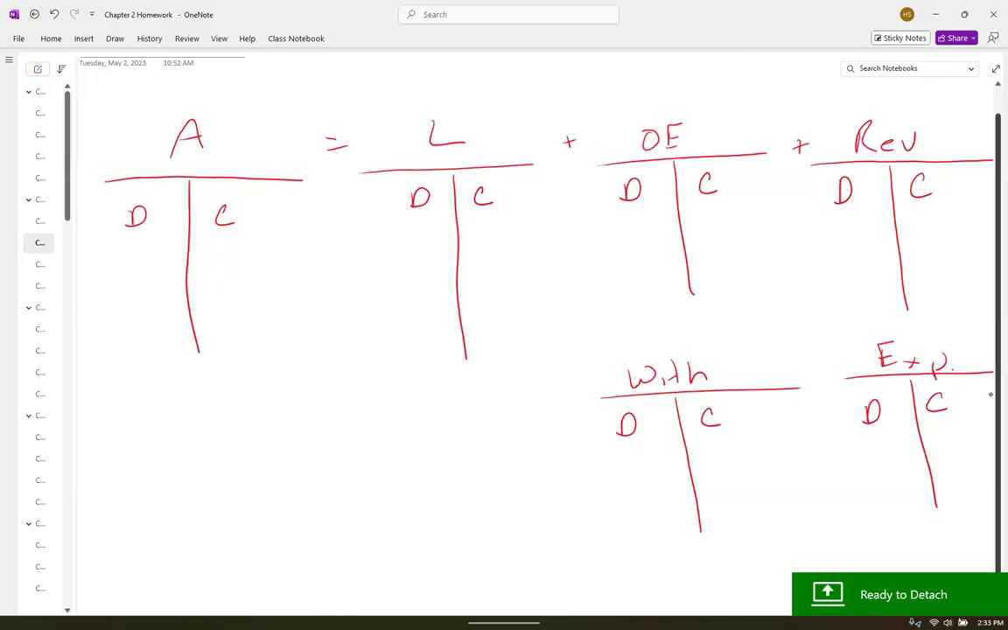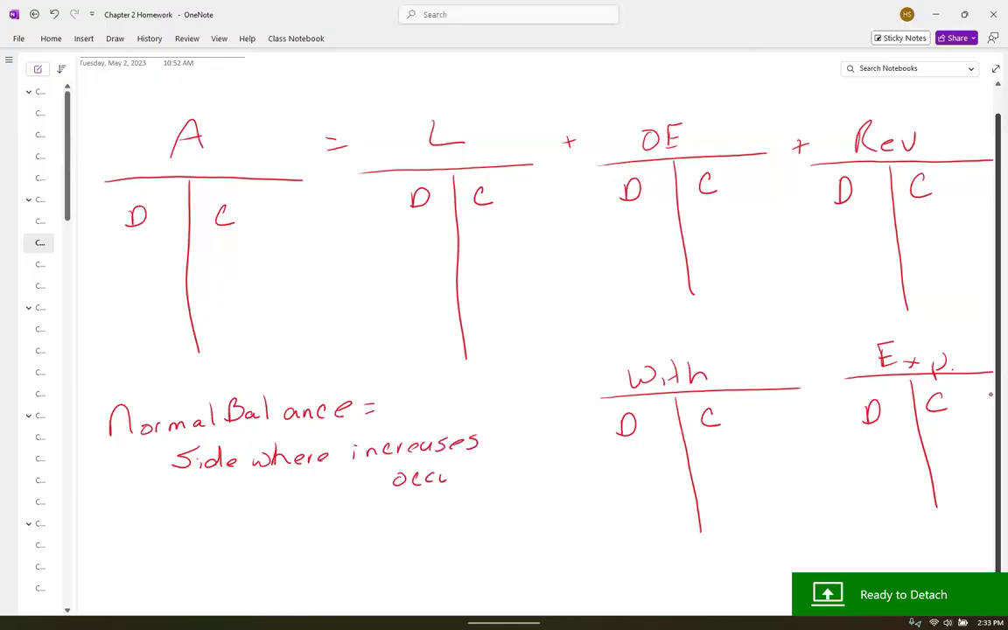So the first thing we've got to understand is what is the definition of normal balance? Every one of these accounts is going to have a normal balance. What do we mean by normal balance? We are looking at the side where increases occur.